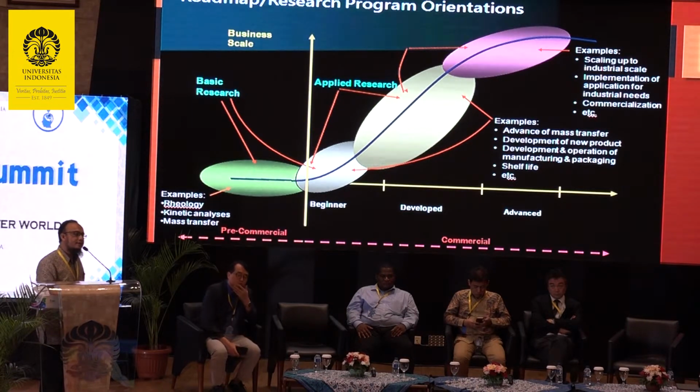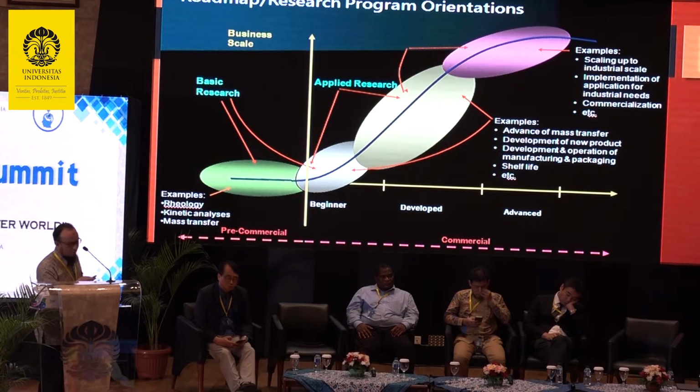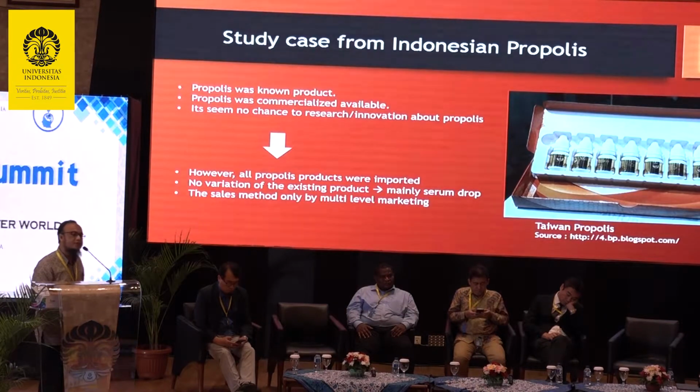In this stage, our government is already using the technology readiness level. We have 7 TRLs, from basic research and applied research until commercialization, in the number of the TRL and the times. So we already know this.